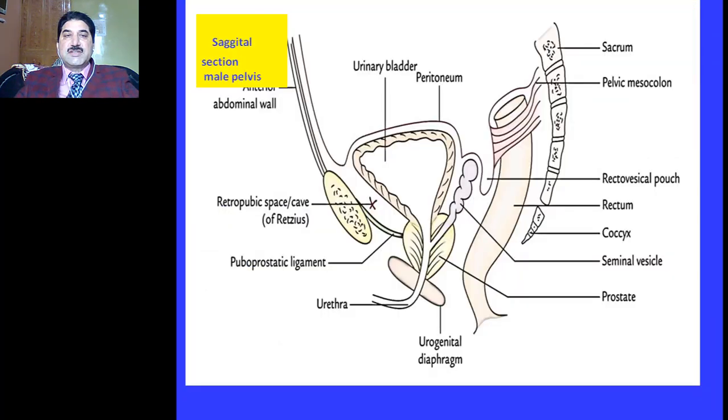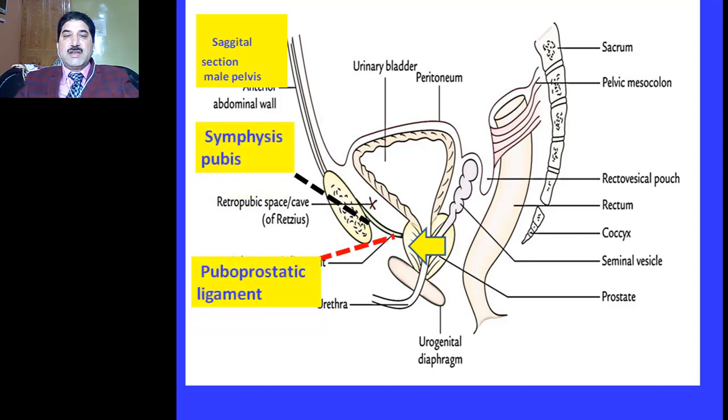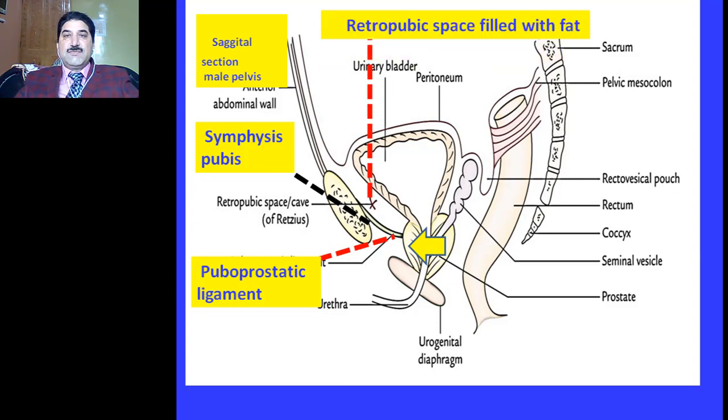This is a sagittal section of the male pelvis. Again, you will have to identify the structures and name them. This is the anterior surface of the prostate. This is the lower part of the posterior surface of the pubis. This is the puboprostatic ligament, which supports the prostate. This is the retropubic space. This space is filled with fat, the puboprostatic ligament, and it also contains the venous plexus.